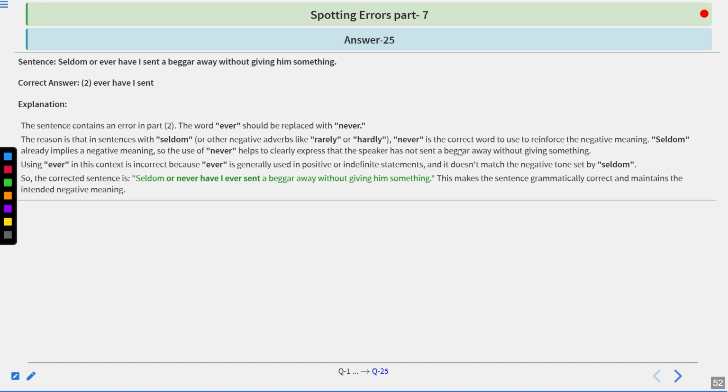"Seldom" already implies a negative meaning, so the use of "never" helps to clearly express that the speaker has not sent a beggar away without giving something. Using "ever" in this context is incorrect because "ever" is generally used in positive or indefinite statements, and it does not match the negative tone set by "seldom". So, the correct sentence is: seldom or never have I sent a beggar away without giving him something. This makes the sentence grammatically correct and maintains the intended negative meaning.